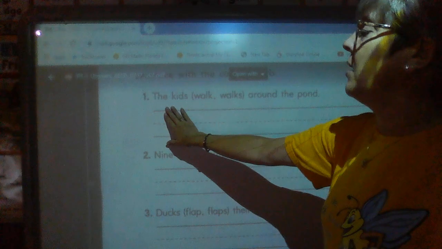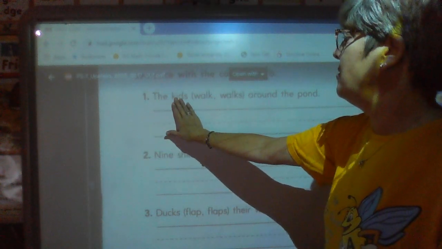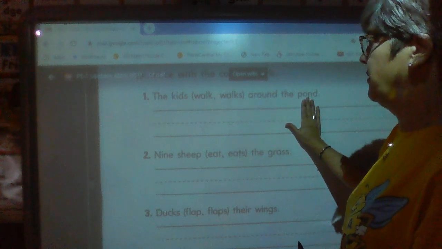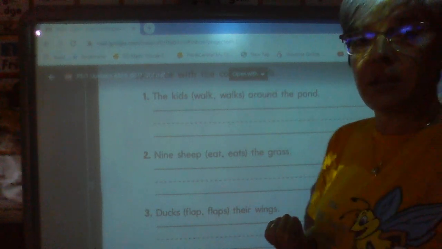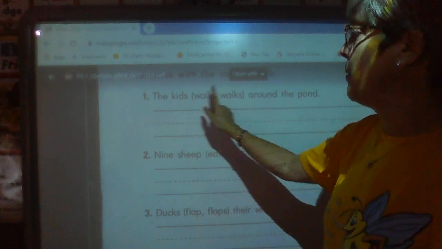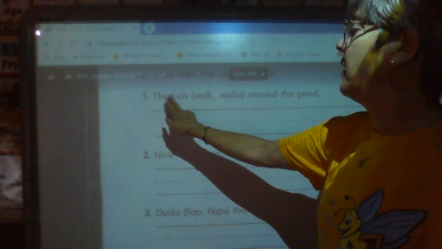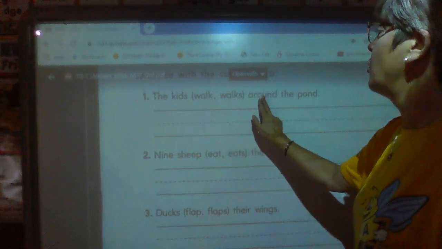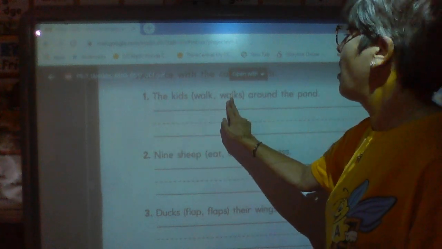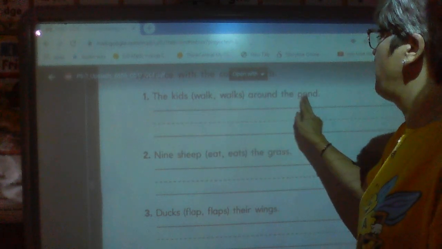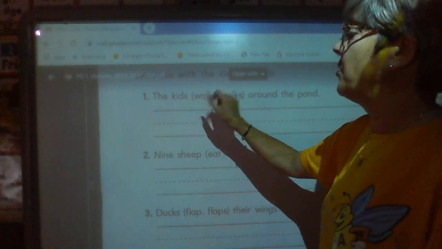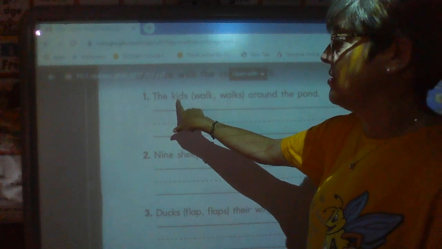So sentence number 1 says, the kids, around the pond. Now we're going to go back and we're going to read that sentence 2 ways. We're going to use each of those words inside the parentheses to read it. The kids walk around the pond. The kids walks around the pond. So we have to select the verb that agrees with or matches the noun or the subject.